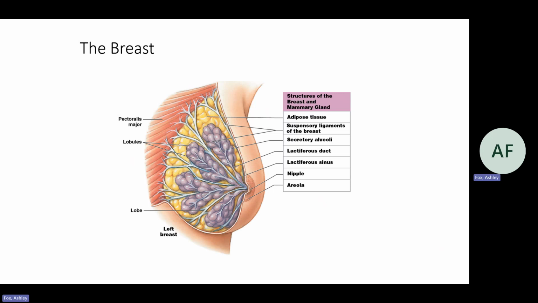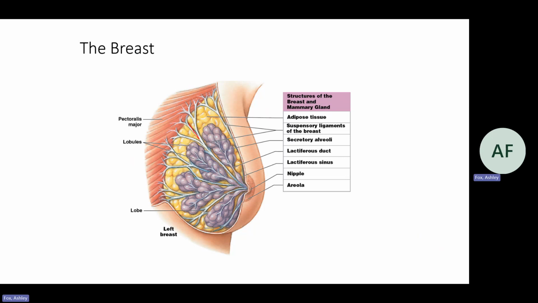So, a better picture to look at. We have the pectoralis major, we have the pectoral fat pad, which is adipose tissue, and then we have all our suspensory ligaments. Again, they help with holding breast tissue and aligning it. So all these are suspensory ligaments from the pectoralis major.